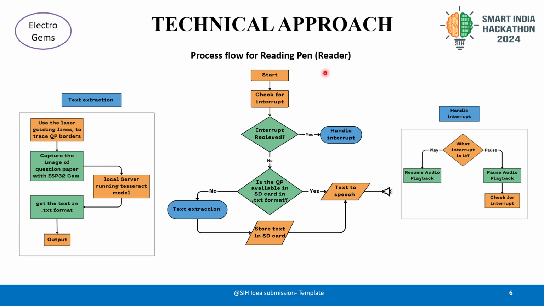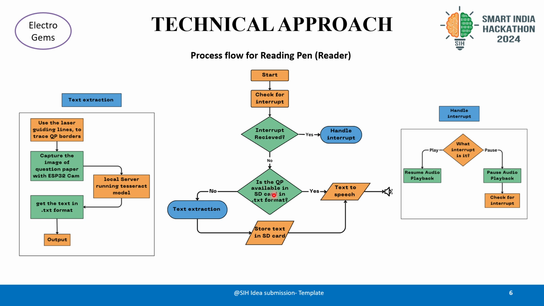Coming to the process flow of the reading pen. Once the system is started, it will check for an interrupt. We are using play and pause as two interrupts. If the user clicks the interrupt pause, the system will be in the stop position until the interrupt play is received. Once the interrupt play is received, it will check if the question paper is available in the SD card module in .txt format.